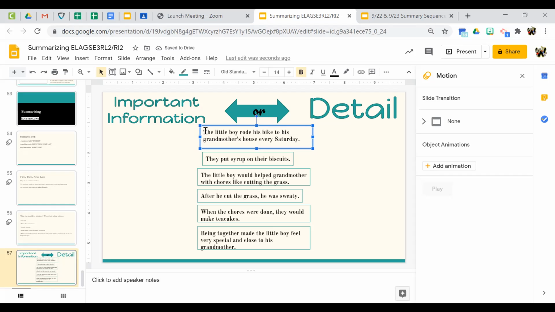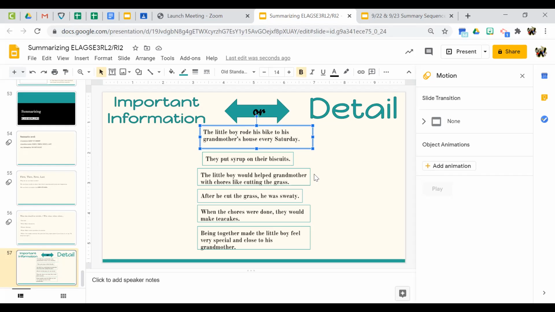But let's read this together. The little boy rode his bike to his grandmother's house every Saturday. I see that this tells us about our main character. Our main character is a little boy and his grandmother. It tells us that he rode his bike to her house every Saturday.